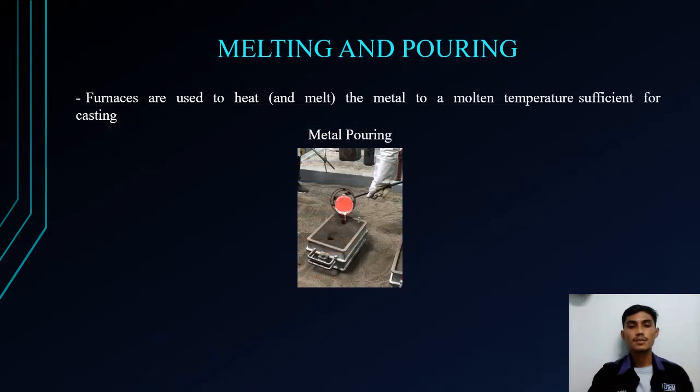Okay, next is melting and pouring. Furnaces are used to heat and melt the metal to a molten temperature sufficient for casting. The total heat energy required is the sum of the heat to raise the temperature to the melting point, second the heat of fusion to convert it from solid to liquid, and the last one is the heat to raise the molten metal to the desired temperature for pouring.